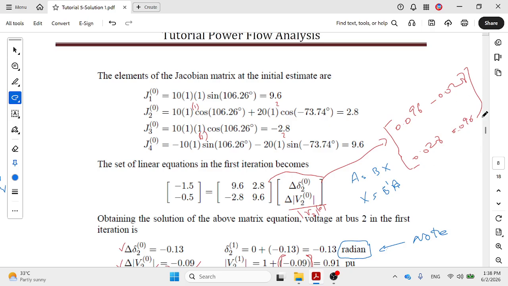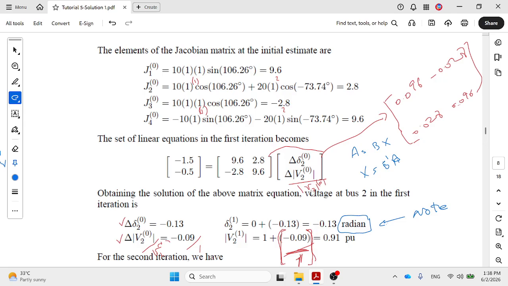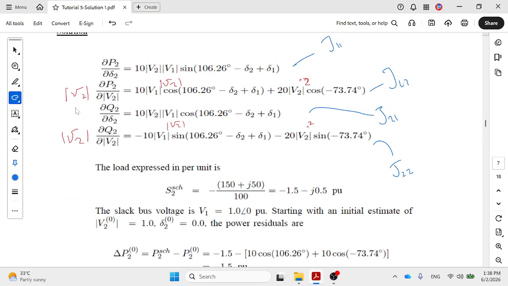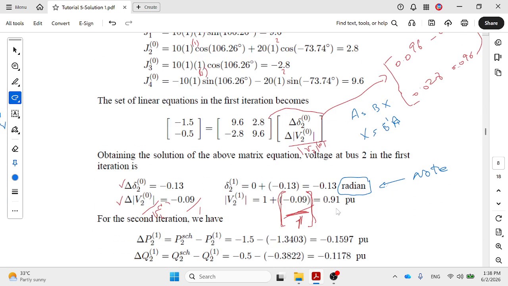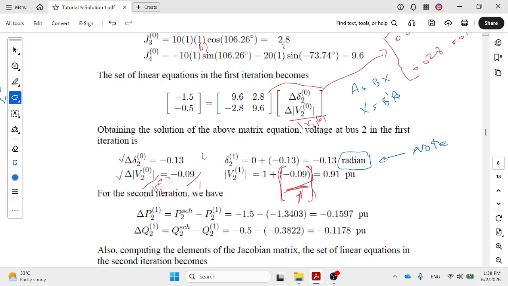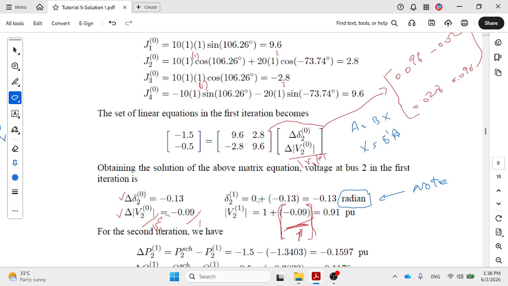And here I calculated the inverse of that one, and then delta 2 and delta V2 are the answer of that one. Don't forget here we have to times it by the other V2, since at this point we divide or times it. Right now we should divide it by this value. Then if you calculate that value using your calculator, you will reach minus 0.13 as delta 2 and delta V2 absolute minus 0.09.